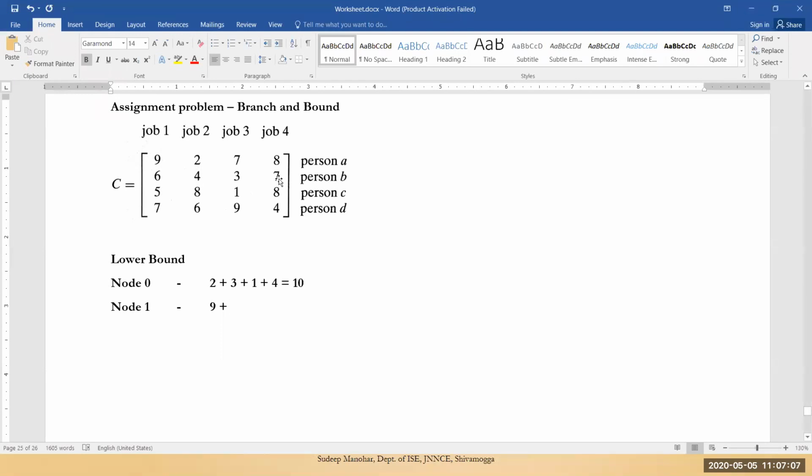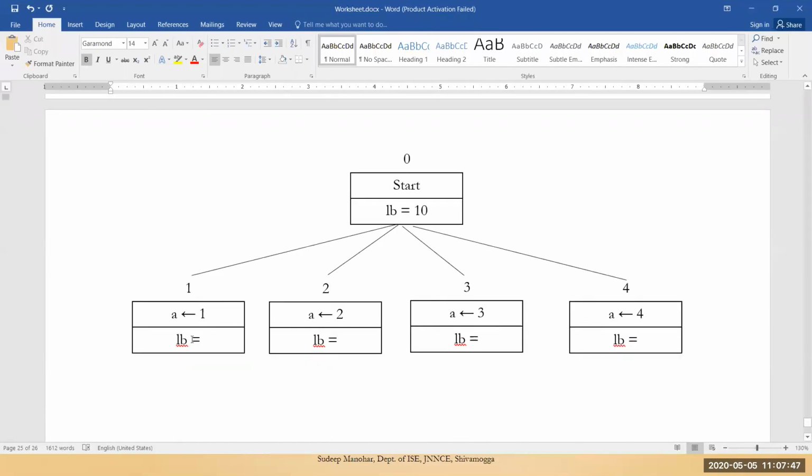Remaining, we have to consider the minimum from the remaining. Minimum from job for person B. You have to leave the job number 1 column because it is already allotted to person A. Person A is already allotted with job number 1. You cannot consider the cost of job number 1. Person B, the minimum is 3. Person C is 1. Person D is 4. That means 9 plus 3 plus 1 plus 4. So what it gives? It is 12. 12 plus 4, 16 plus 1, 17. Node number 1's lower bound is 17.